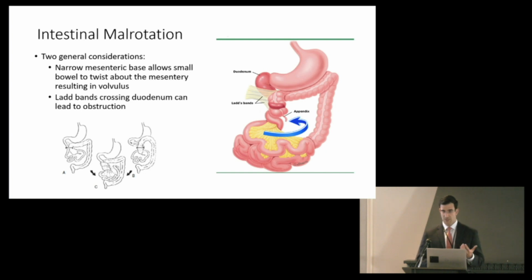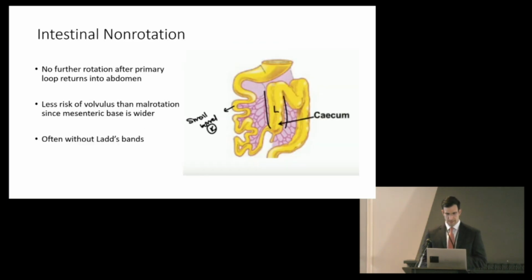So these bands can also cause obstruction without volvulus, and this can be symptomatic in terms of feeding difficulties, inability to tolerate gastric feeds, etc. So the other end of the spectrum, which can happen as well, but can tend to be a little less symptomatic because the mesentery is not as narrow, is this complete non-rotation, right? So the small bowel is all the way to the left, the cecum and the large bowel is all the way to the right, vice versa, sorry, on the screen here. But essentially this is not impossible to have a volvulus, but a lot less likely because that mesenteric width is a lot wider, and usually you don't have Ladd's bands, so these tend to be not as symptomatic.